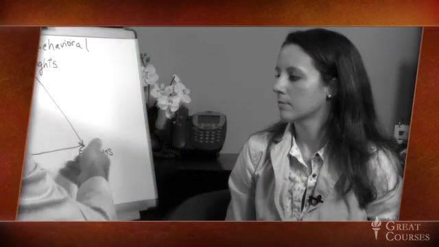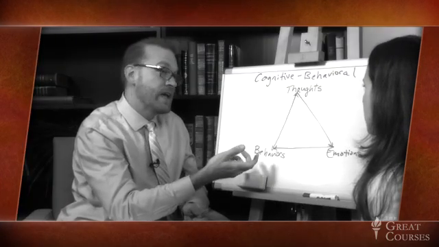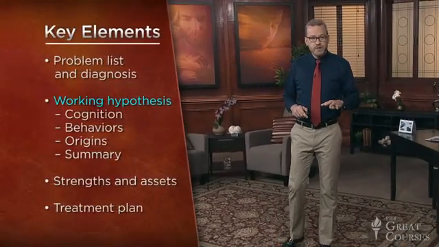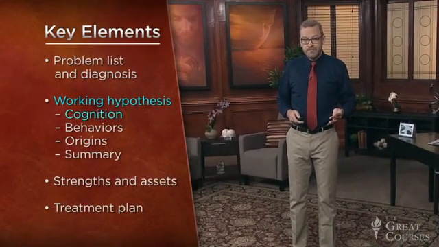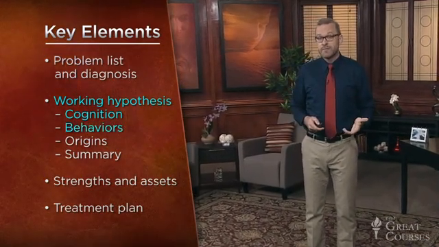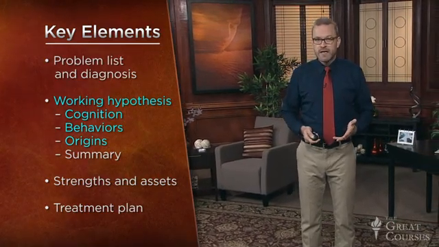Now, I want you to recall when we talked with Carol about the CBT triangle. Now, we're going to focus on cognitions and behaviors and emotions, but we should remember that biology may be exerting an influence too, so that might be on our map or our formulation as well. Now, as I mentioned with the working hypothesis, there are 4 components. We talk about cognition, or especially schemas using Beck's model. We'll talk about behaviors. We talk about early origins, and then we tie it all together to tell a summary.